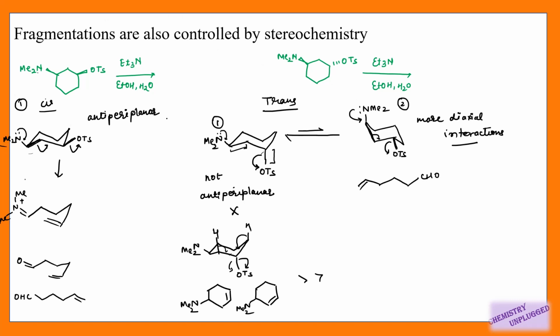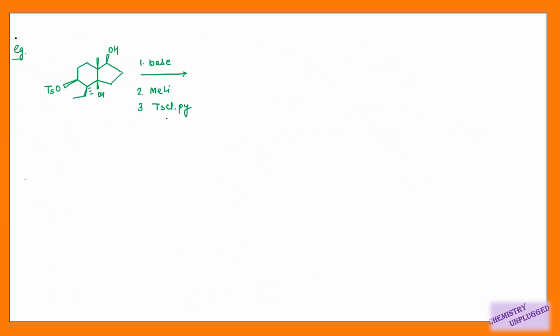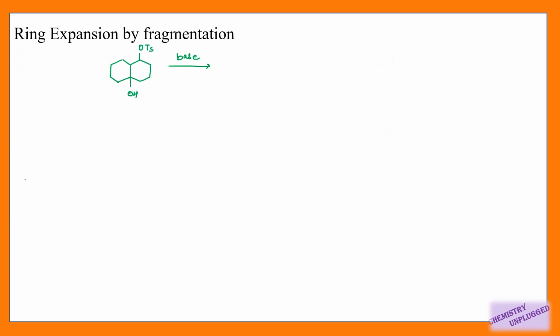We have seen from this example that the bond which is attached to the leaving group and the bond which is going under fragmentation should be anti-periplanar to each other. Next, ring expansion can also be possible with fragmentation, right? So we have this example here in which this leaving group will act as a sink, and this OH will act as a source, right?